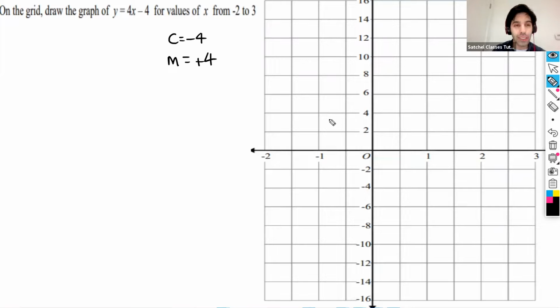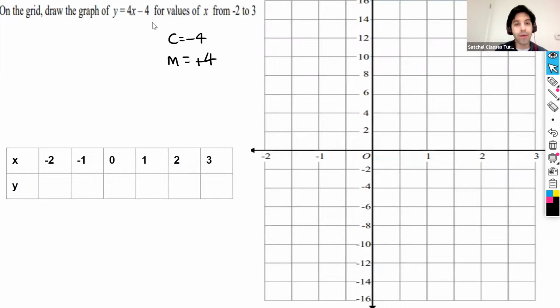Now, to draw this line, we would have to draw a table of values. So here's my table of values, and I want to draw the graph of y equals 4x minus 4 for the values of x from -2 to -3. So what is the value of y when x is -2?